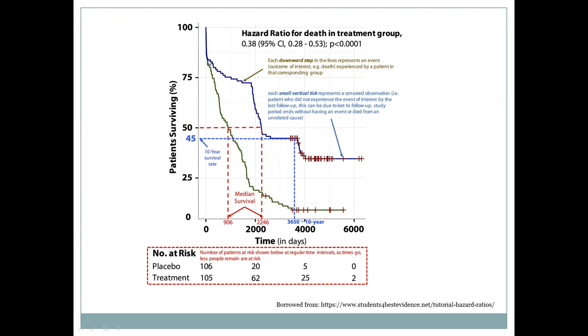Each step in the lines is an event, which in this case would be a death, in each group. Each of these little vertical ticks here are censored people. These are people that went all the way through the study. Okay, so they censored out.